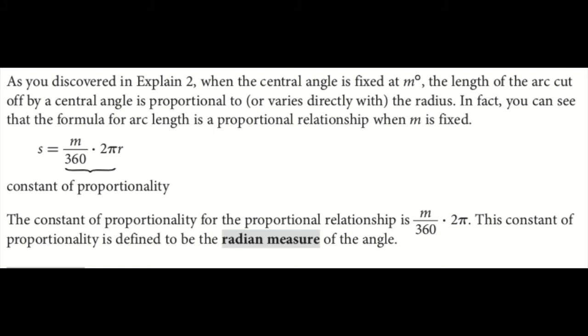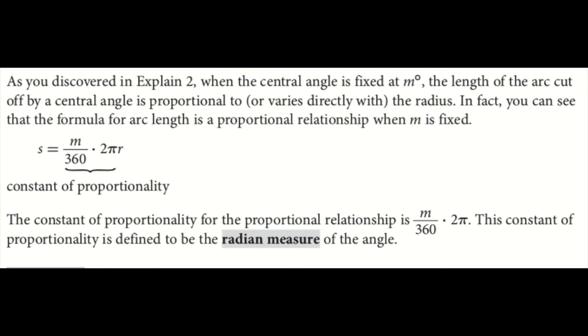In this little bit, it says, as you discovered and explained, when the central angle is fixed at m degrees, the length of the arc is proportional to the radius. In the one where the radius is 1, the arc length is 90 over 360 times the circumference. So if the radius is 1, the arc length will be the same as the radian measure. Radian measure is just a different way of measuring out degrees.